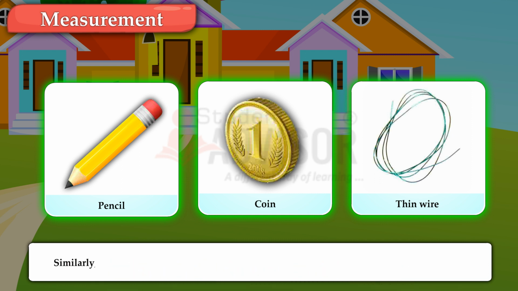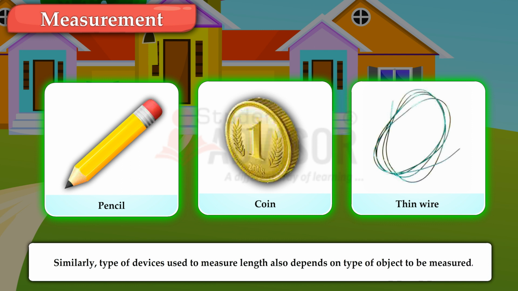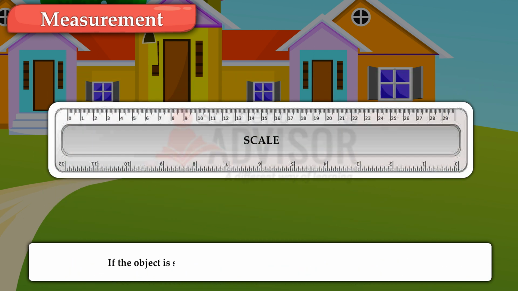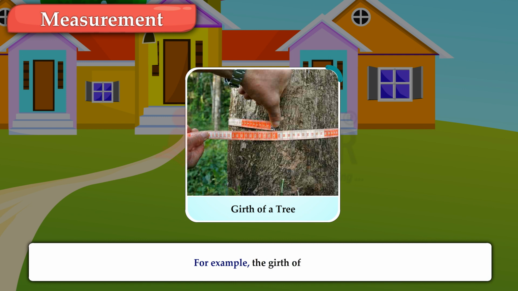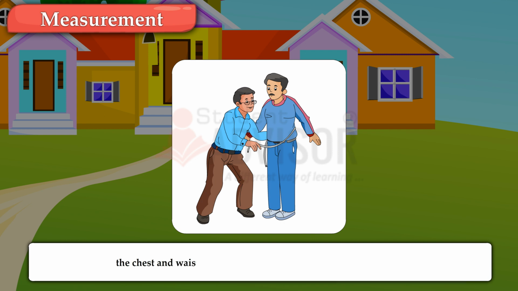Similarly, the type of device used to measure length also depends on the type of object to be measured. If the object is straight, a meter scale or measuring tape can be used. If the object is round, a measuring tape should be used. For example, the girth of a tree. The chest and waist of a person cannot be measured by using a meter scale.